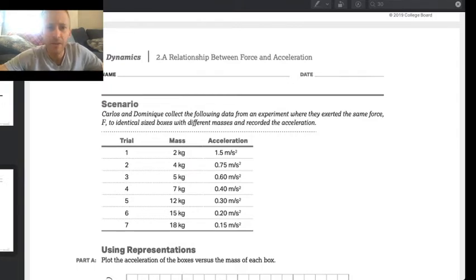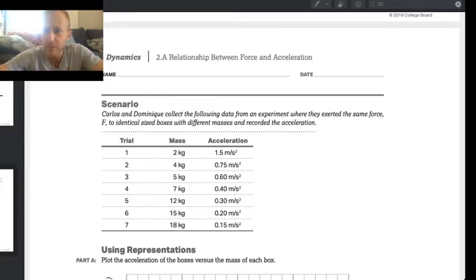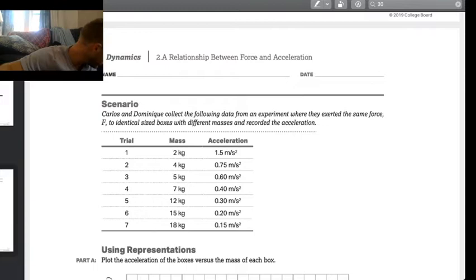So, today I have a couple more problems. We're going to start reviewing forces today. And so let's get right into it. So in the workbook, I will be doing pages 30 through 34 today.